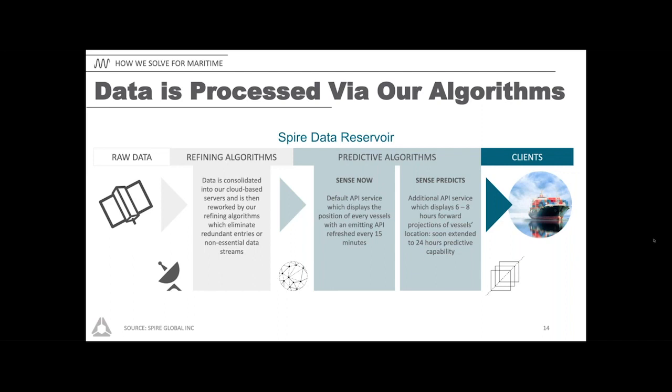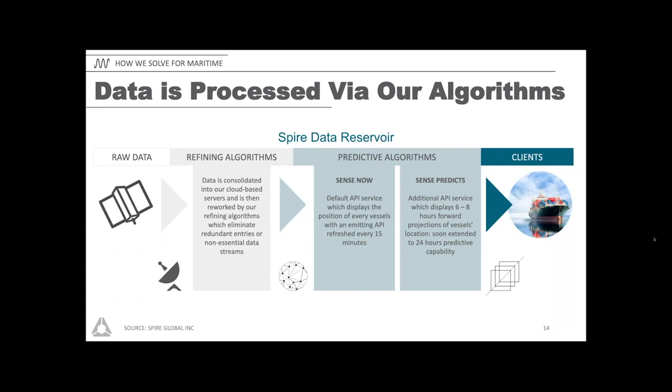If we don't have a position from a ship, we will calculate one based on that ship's history and give you that position right now. So every 15 minutes, that data is refreshed. And so you will always know where the ships you are interested in are at any given moment.